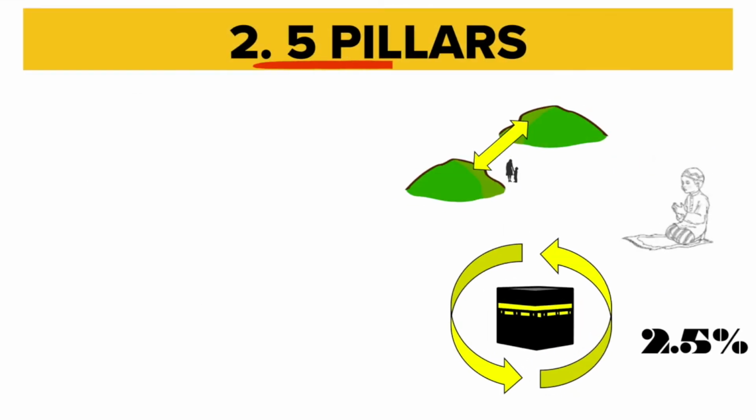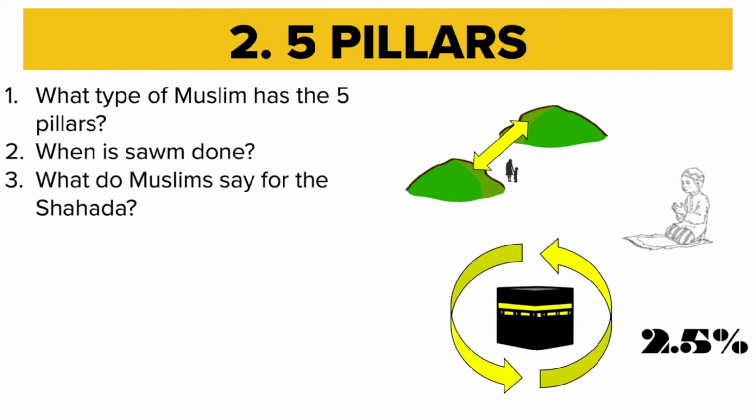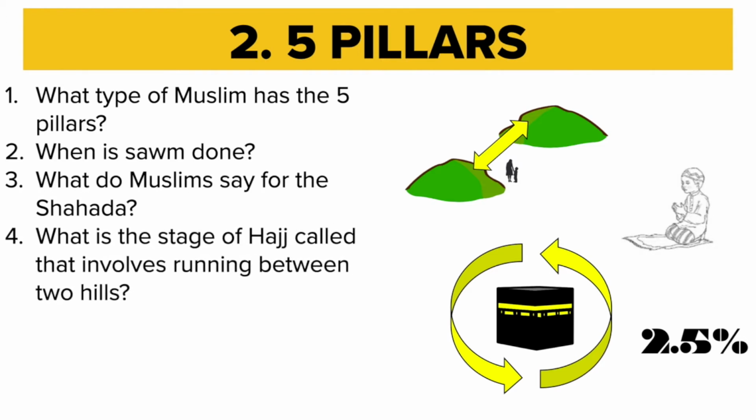So a new subtitle please on your paper or in your book, 5 pillars. 6 more questions. Question 1 is, what type of Muslim has the 5 pillars? 2. When is Salah done? 3. What do Muslims say for the Shahada? 4. What's the stage of Hajj called that involves running between 2 hills?